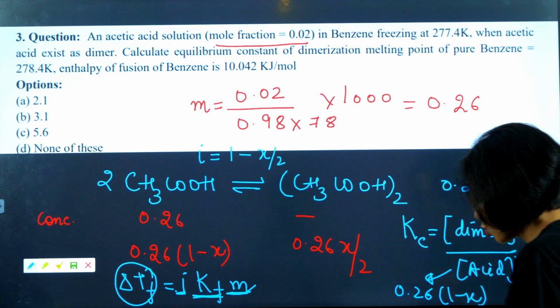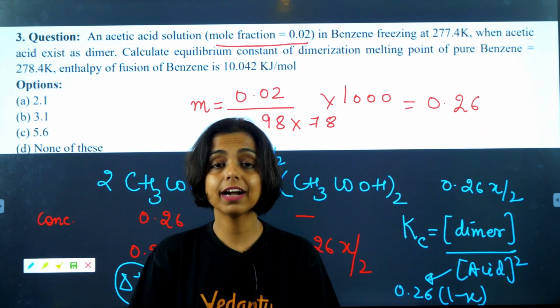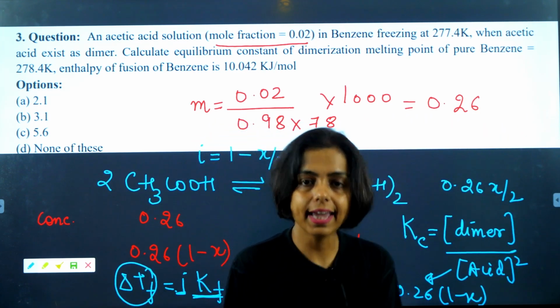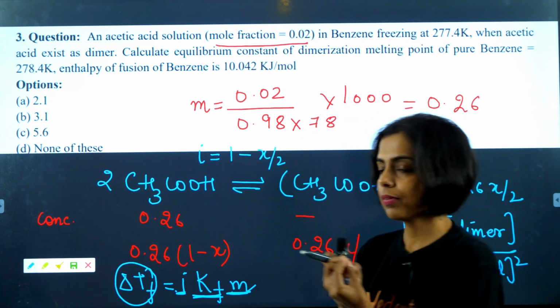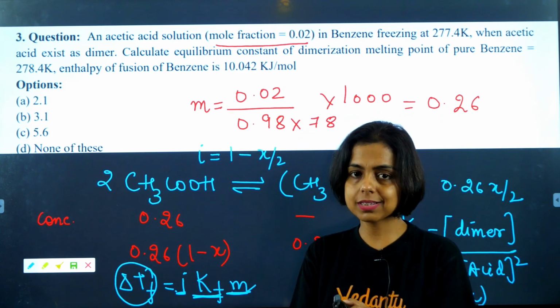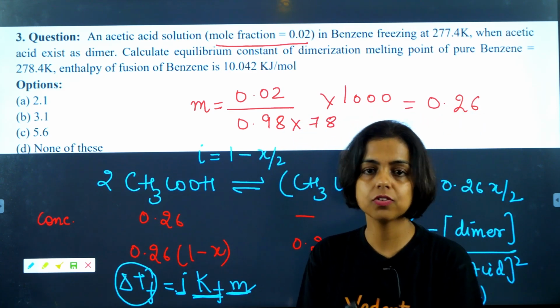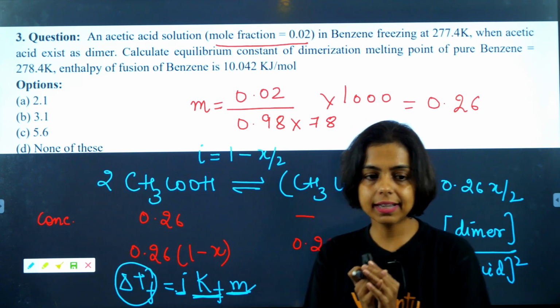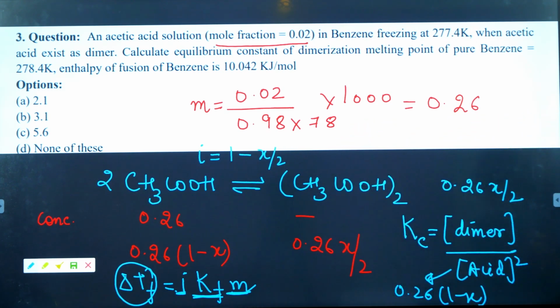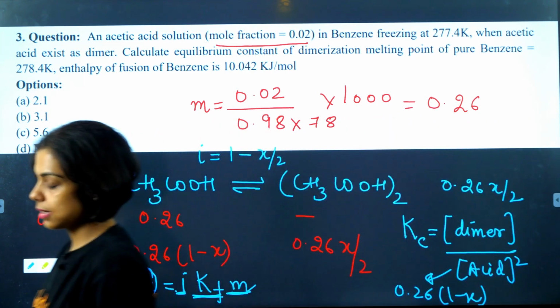So you are supposed to calculate the equilibrium constant. For that you need x. To calculate x, you are supposed to apply colligative properties, the depression in freezing point and all. Right guys? Yes? Got it? I hope you can calculate this question.